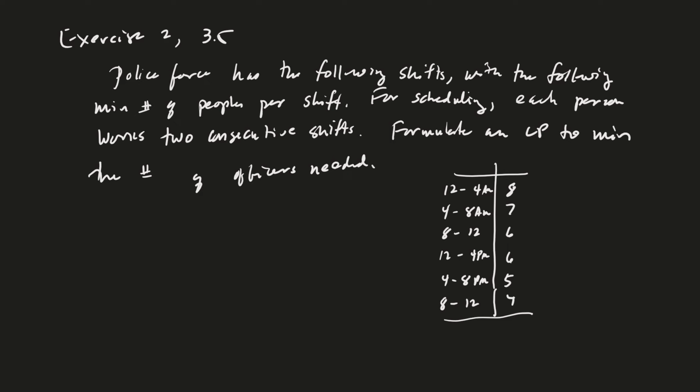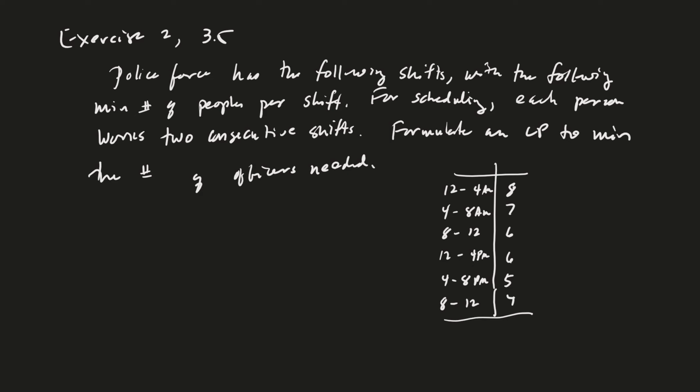Alright, so we're working on section 3.5 still, and this is a scheduling problem. And in this case, it's very similar to the last problem. We have a police force that has the following shifts with the following minimum number of people per shift needed.